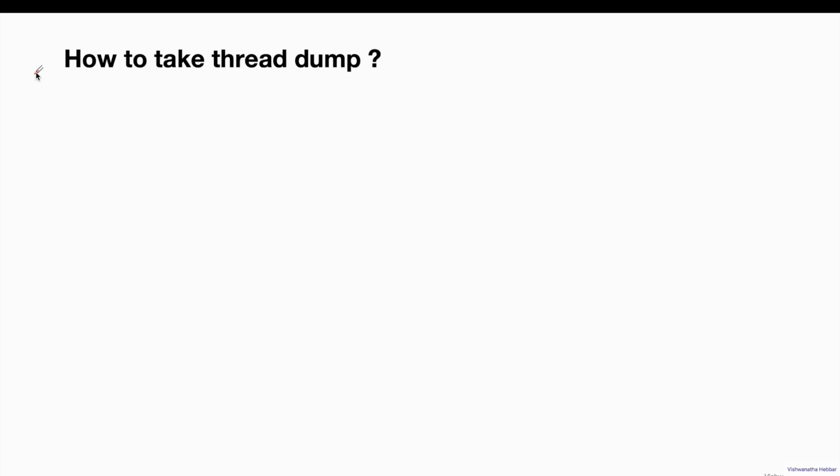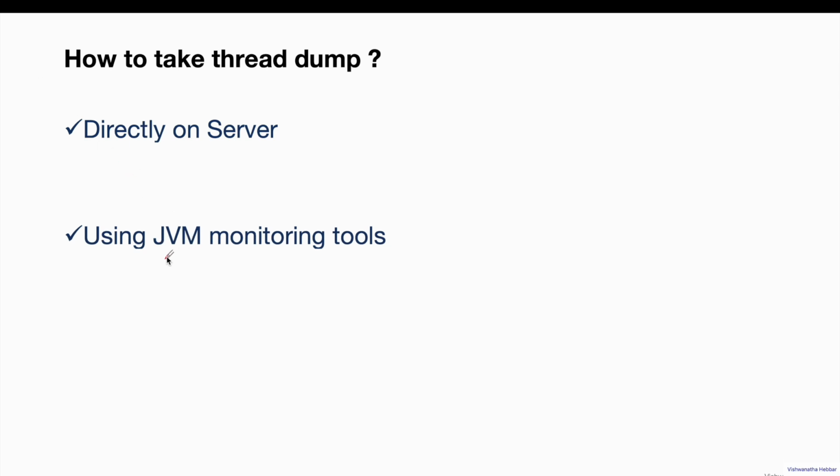Hello, welcome. Let us understand how we can practically take a thread dump. In the previous lecture, we have understood that we can take a thread dump directly on the server. We can take a thread dump using JVM monitoring tools. We can also take a thread dump using APM or application performance monitoring tools.